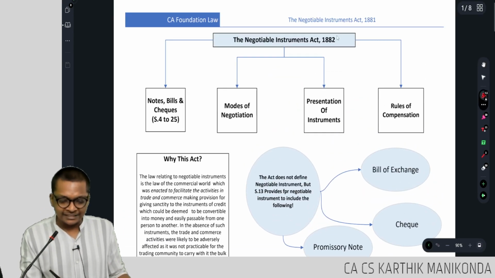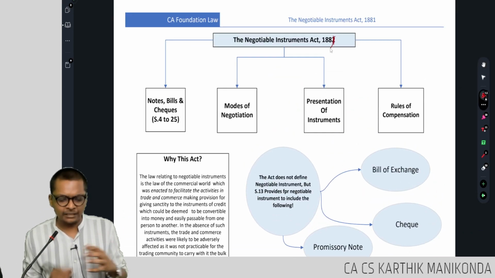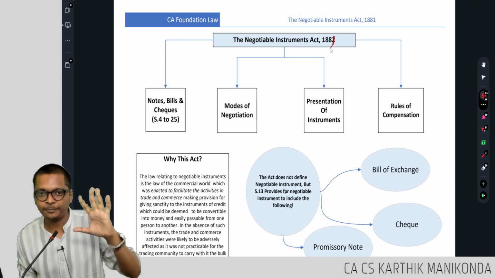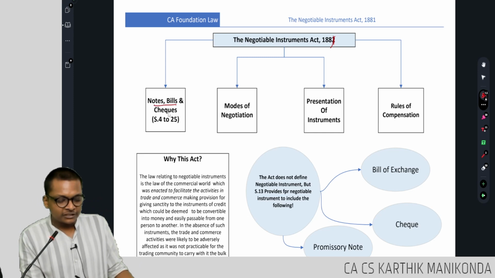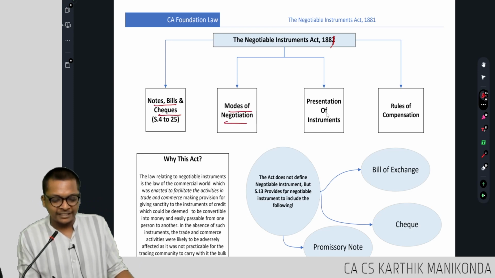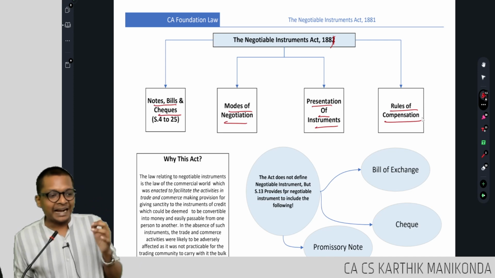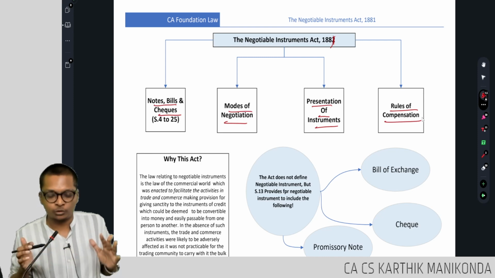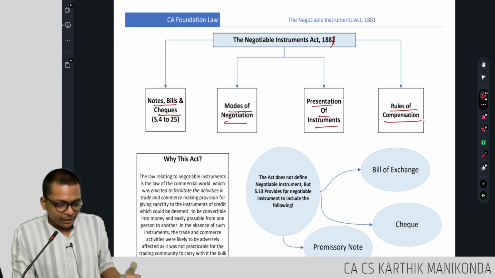Why do we have this act? Before we start, I'll just give you a context. In our syllabus, we just have 4 parts as per ICAI study mat: notes, bills and checks, modes of negotiation, presentation of instruments, rules of compensation. Ideally, you should not be understanding any of the terms because these are all little technical terms. So I'm sure you wouldn't have understood anything. That's good.